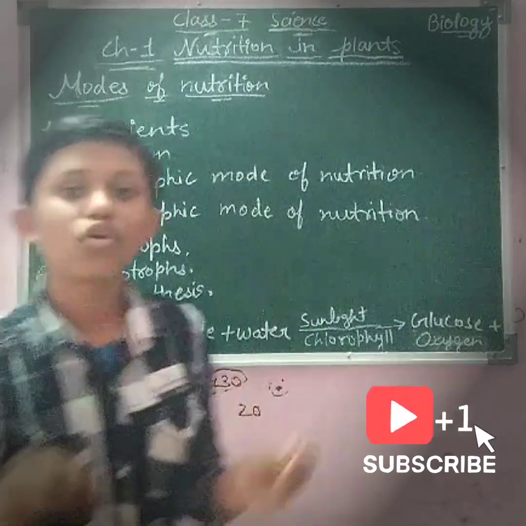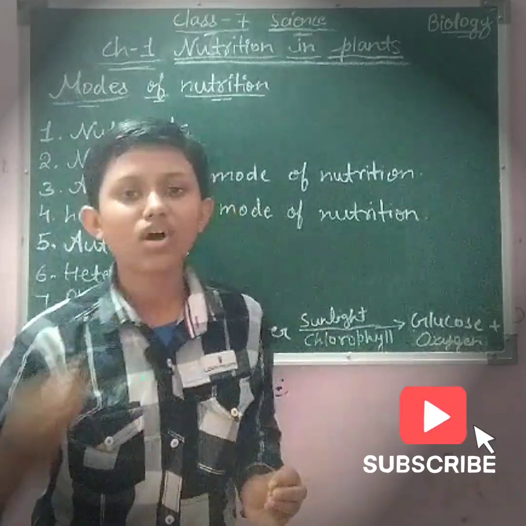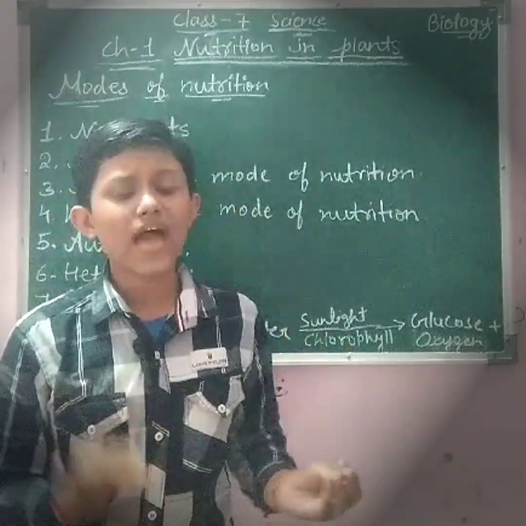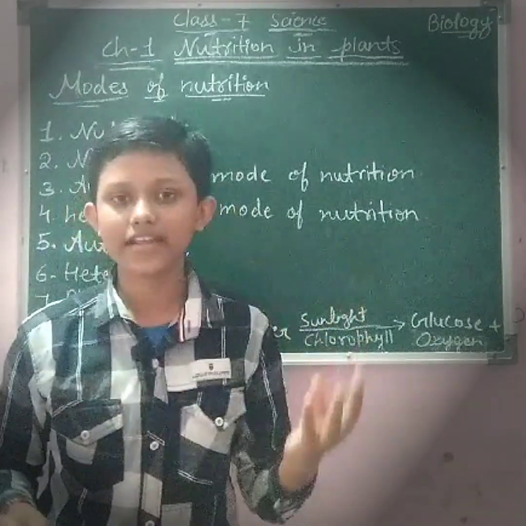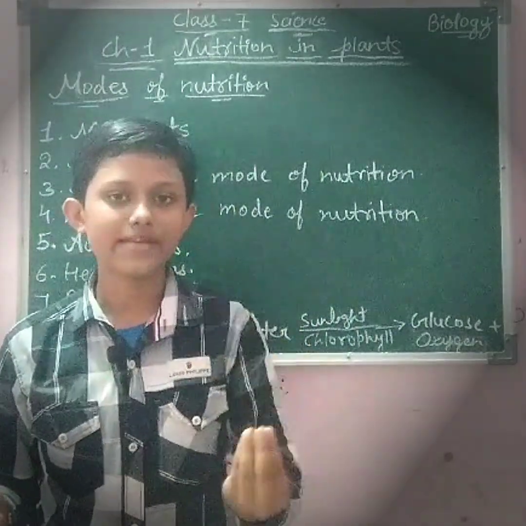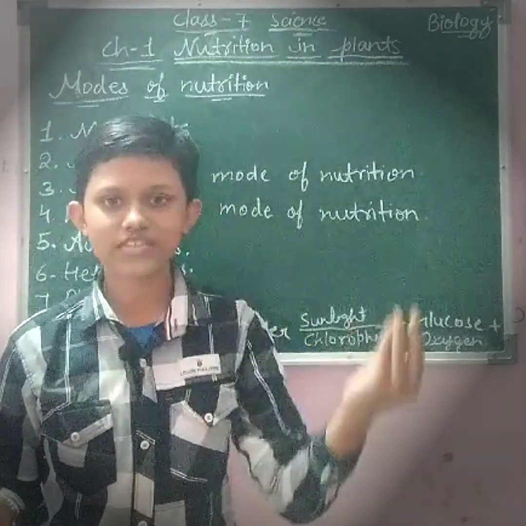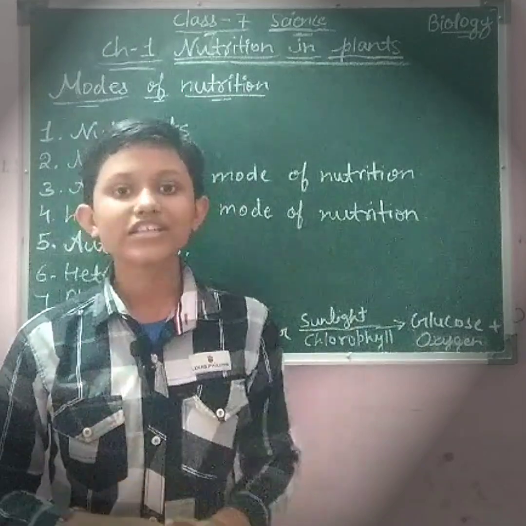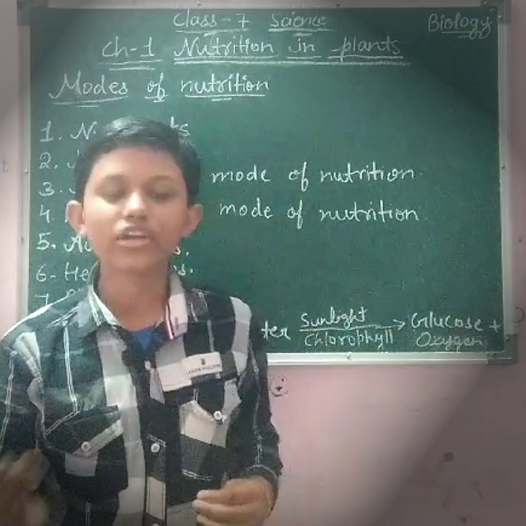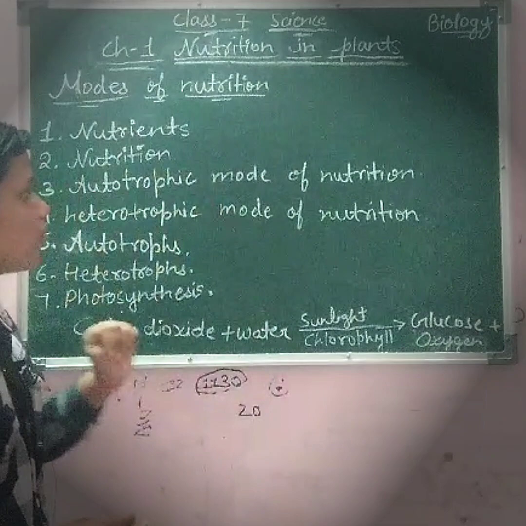Now we discuss the heterotrophic mode of nutrition. In this mode of nutrition, organisms depend on other organisms for their food. For example, Venus flytrap, pitcher plant, fungi and some bacteria. They cannot make their food by themselves. They do not have such raw materials, or they do not know the processes by which they could make their food. So they depend on other organisms for their food. This is the heterotrophic mode of nutrition.